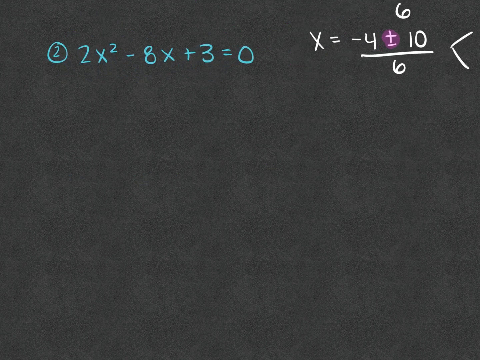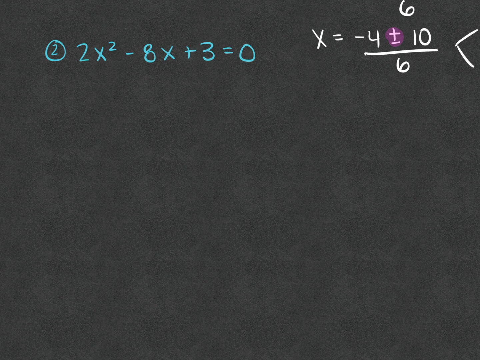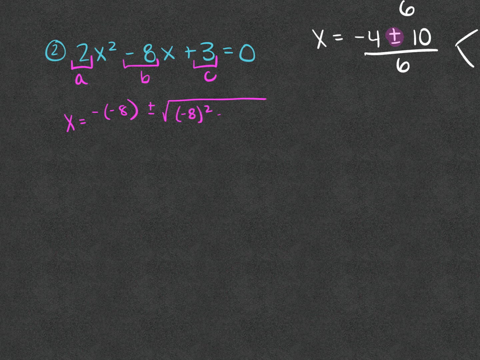All right. On this one, same process we're going to go through. So let's label our a, b, and c. a would be 2, b would be -8, and c would be 3. And then again, we're going to plug this into the formula. So we have x equals -b. Our b is -8, so -b is just positive 8. Plus or minus the square root of b squared minus 4ac all over 2a.